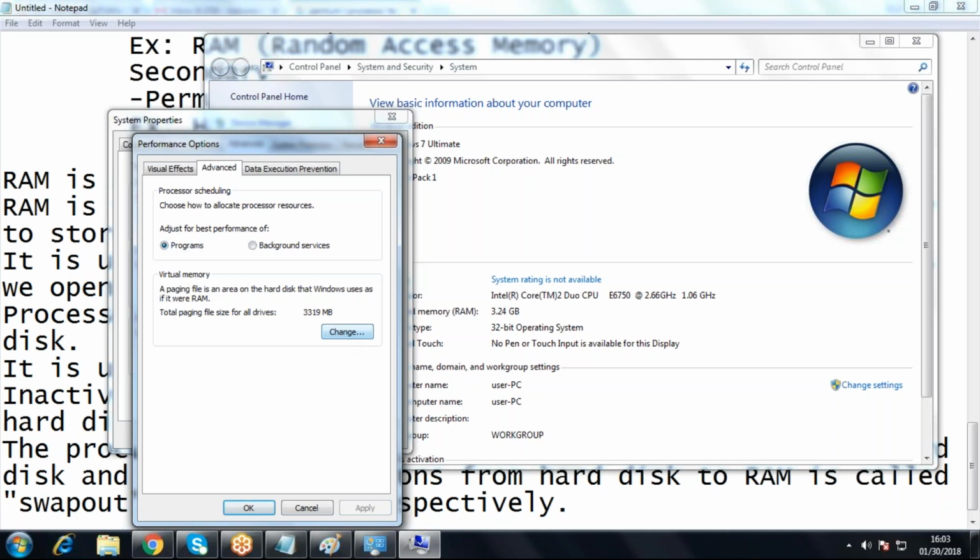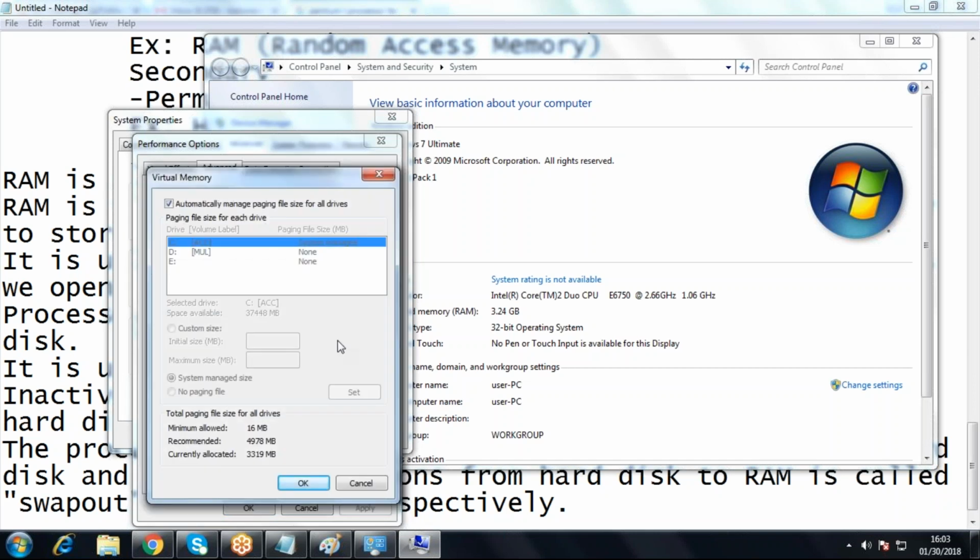Currently it is allocated 3 GB of space. It is managed by the system automatically. If it needs more page file, it will increase the page file. If it is not necessary, then it can decrease the page file.